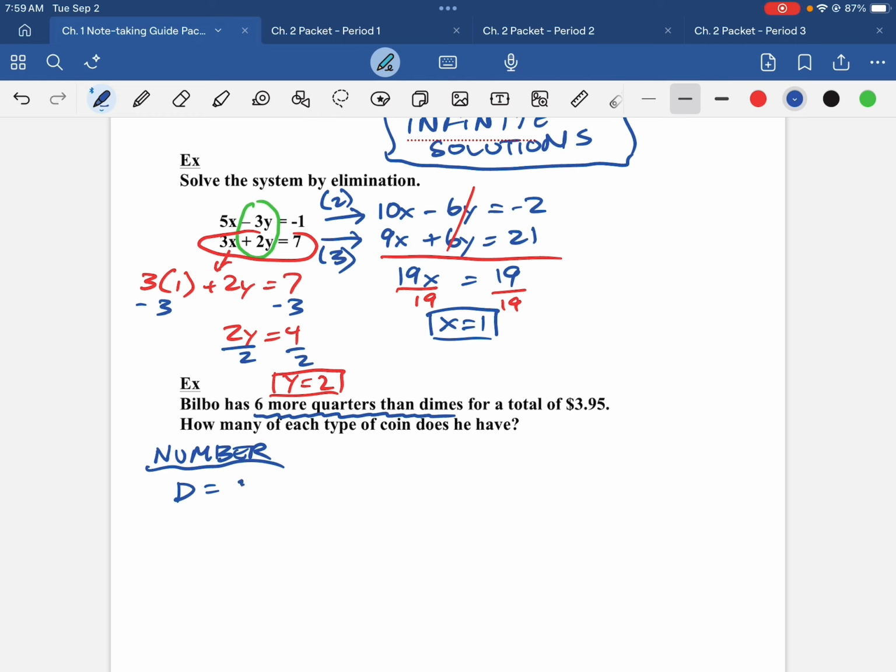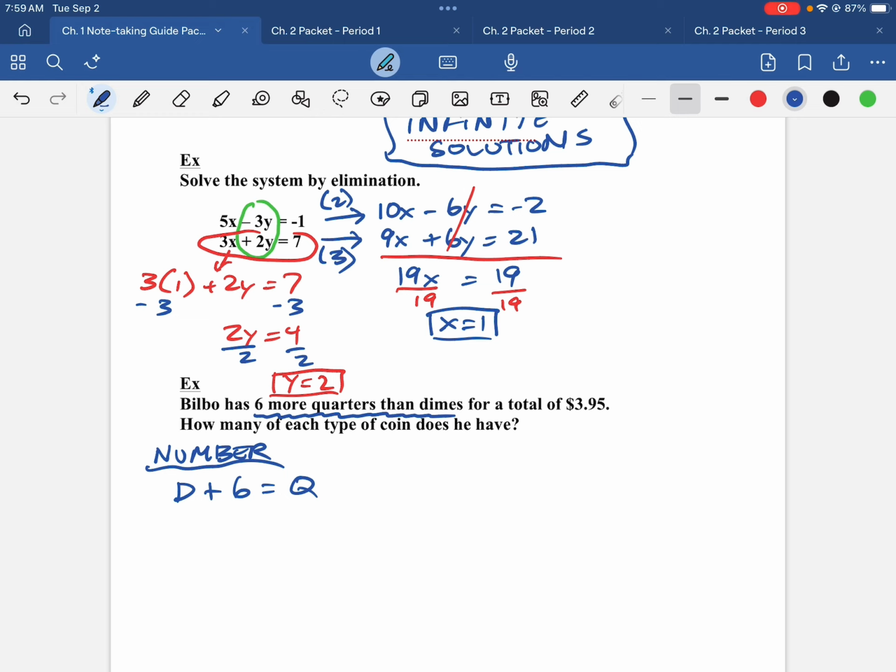Sorry, I got ahead of myself. The number of dimes plus 6 is going to equal the number of quarters. Yeah, that makes sense, right? 10 dimes, that would mean I have 16 quarters. So we got more quarters.